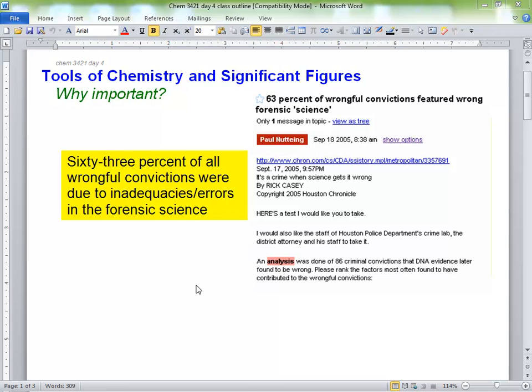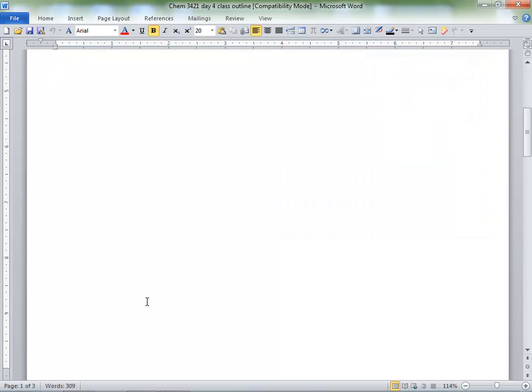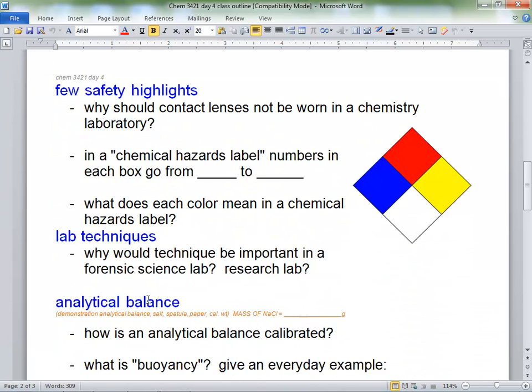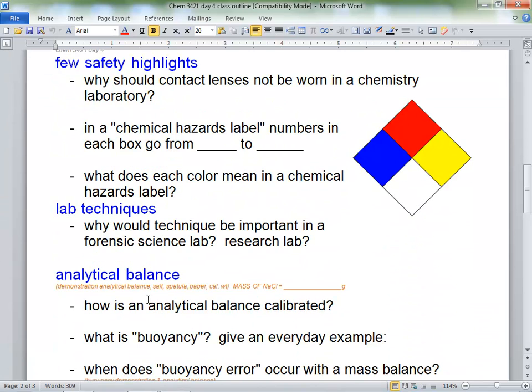And if you don't do this stuff right, the errors can be huge, right? 63% of wrongful convictions feature people screwing up in the forensic science lab. So it could be sig figs, it could be calculations, it could be just bad technique. So you've got to be careful. Before you do anything, though, I guess safety is numero uno, right?